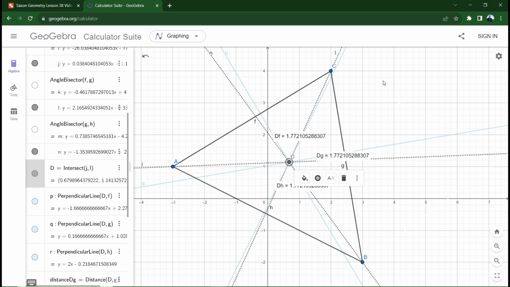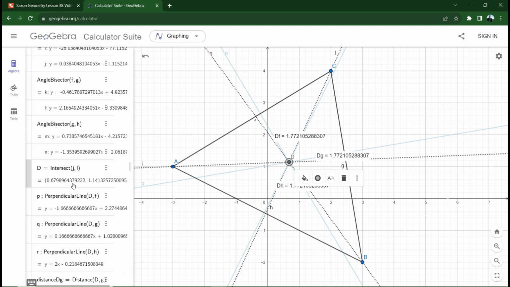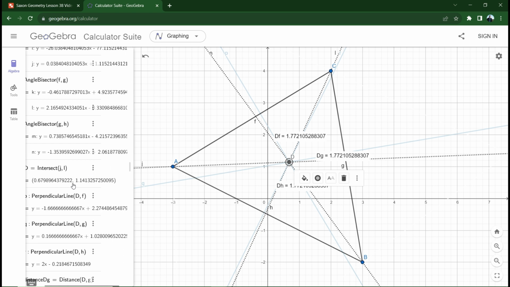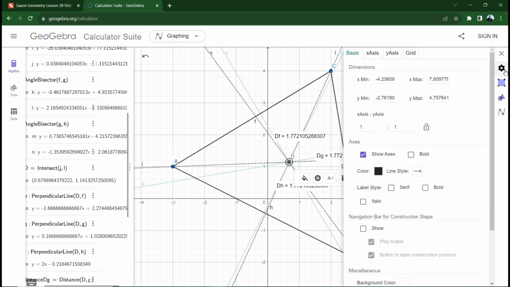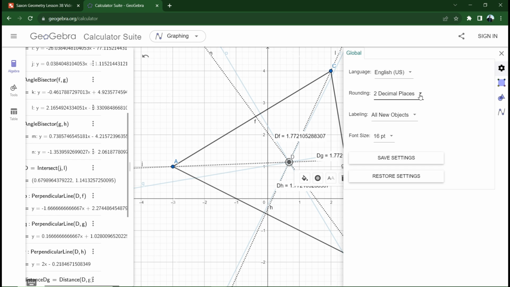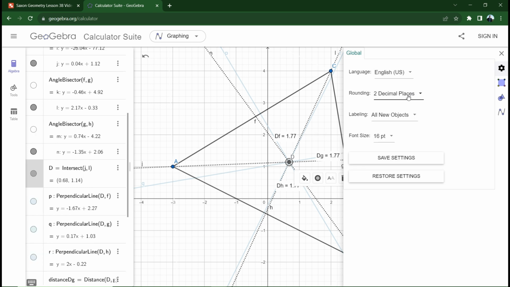So we are just going to have an incenter at 0.68 if I round it, and 1.14. By the way, when you're working in GeoGebra, if you want to round things easily, all you need to do is go over here to settings on the right side, and then you click on the little gear again, and you can choose to round to 2 decimal places.